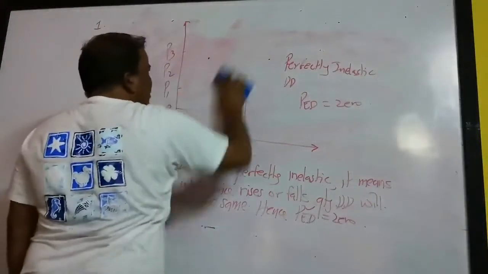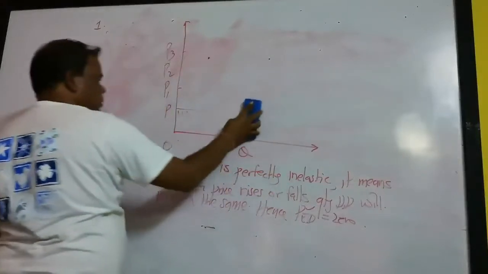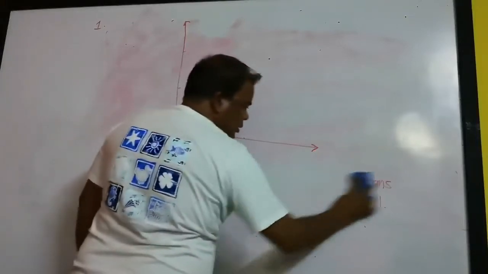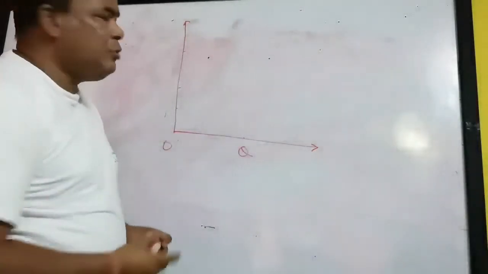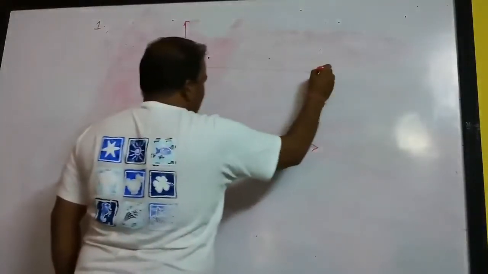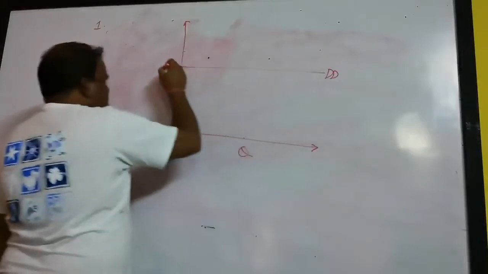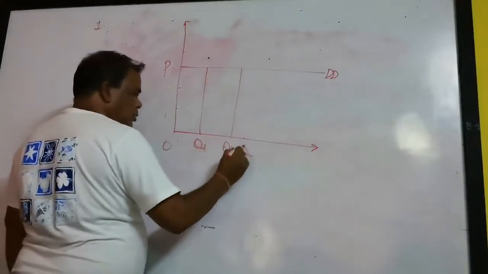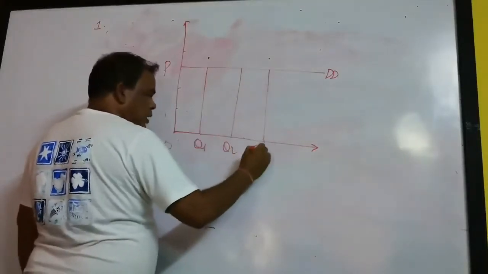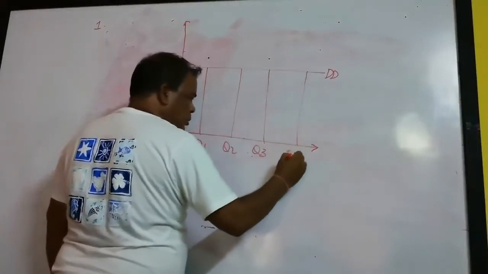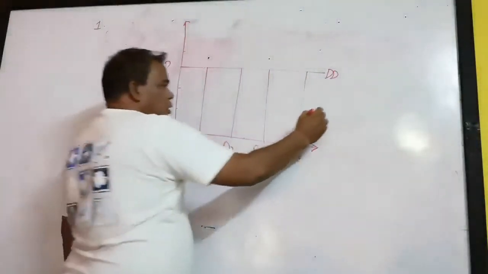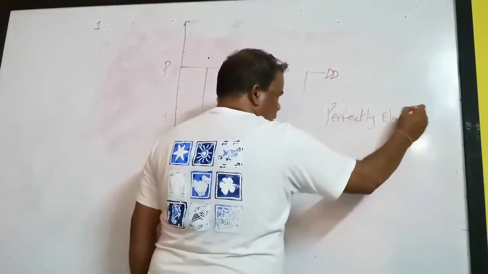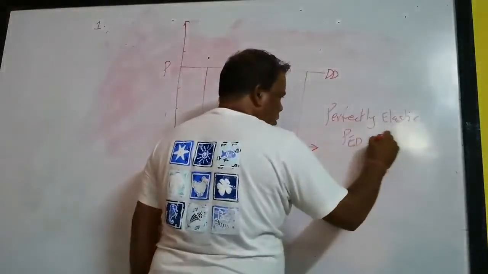Now let us see when demand is perfectly elastic. When demand is perfectly elastic, the coefficient of elasticity of demand is equal to infinity. So here we are. This is demand, price, quantity, keep on changing. At a given price, there is no limit to quantity demanded. This is perfectly elastic. PD is equal to infinity.